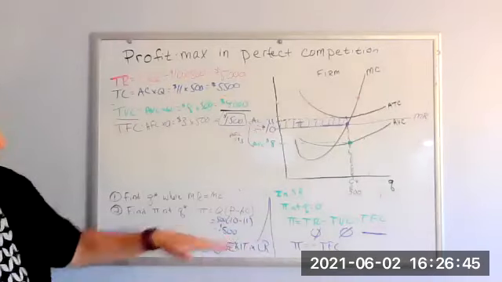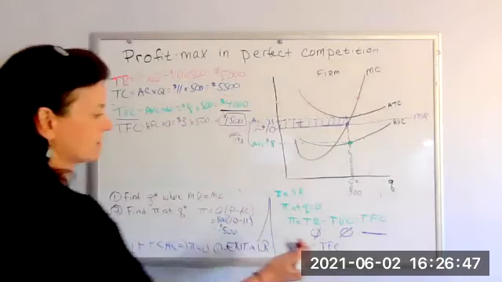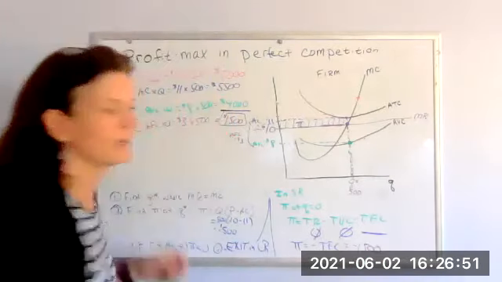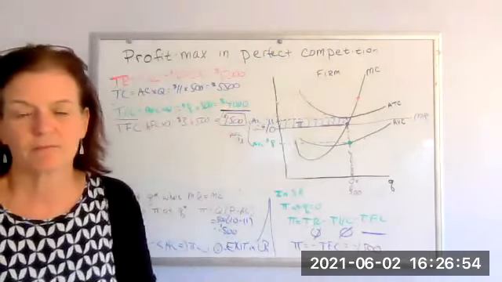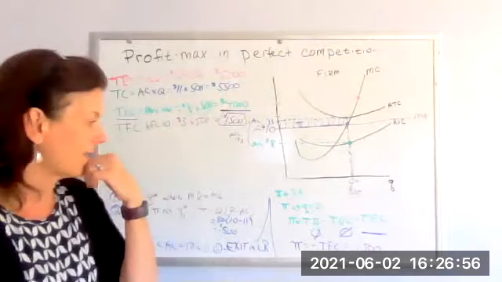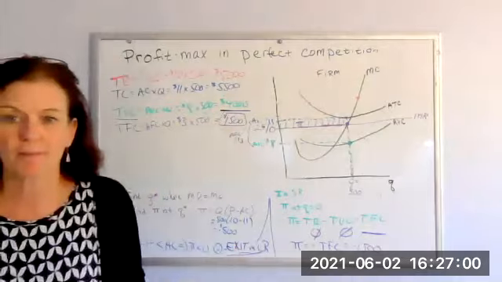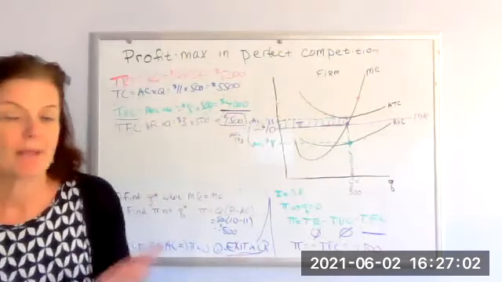So if I produce, I lose $500. If I don't produce, I lose $1,500. Even though my profit is 0, even though I know I want to exit in the long run, I'm not going to exit now.